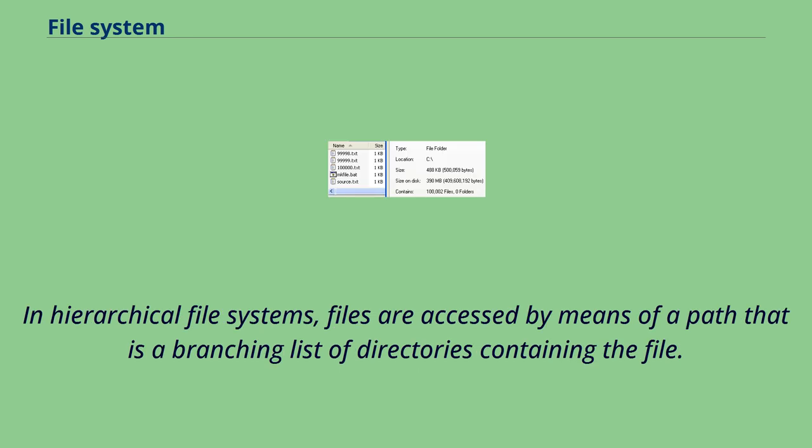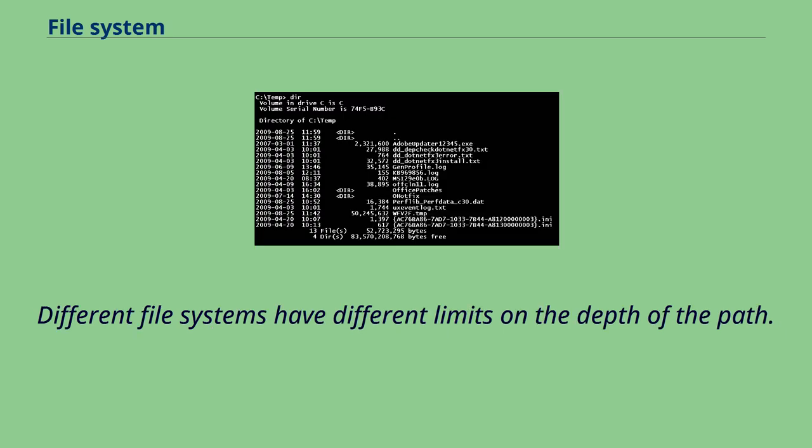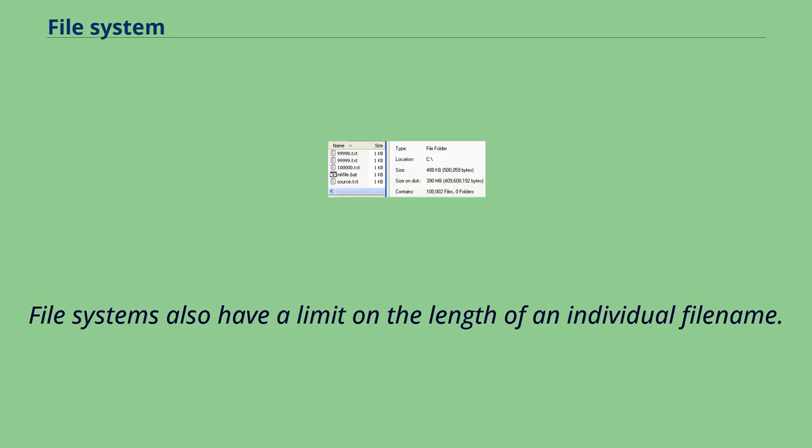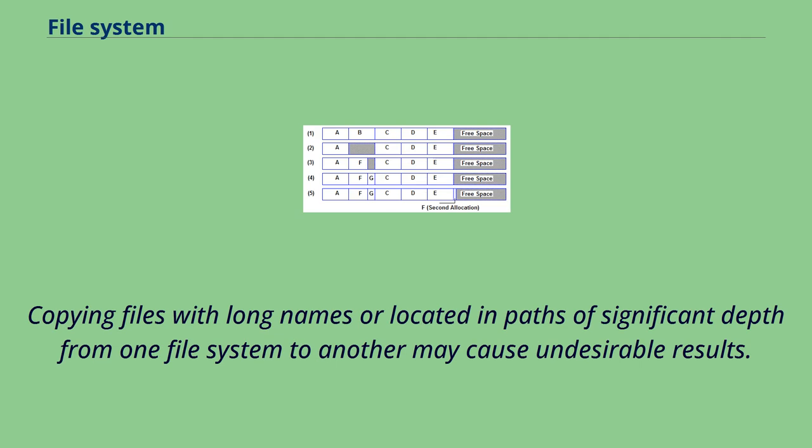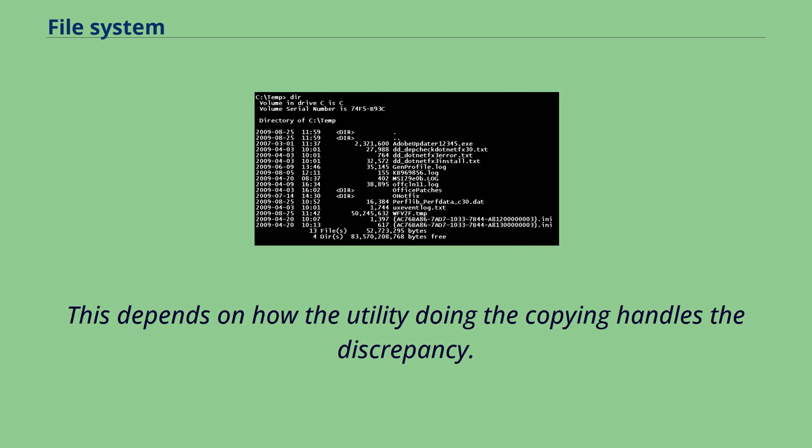In hierarchical file systems, files are accessed by means of a path that is a branching list of directories containing the file. Different file systems have different limits on the depth of the path. File systems also have a limit on the length of an individual file name. Copying files with long names or located in paths of significant depth from one file system to another may cause undesirable results. This depends on how the utility doing the copying handles the discrepancy.